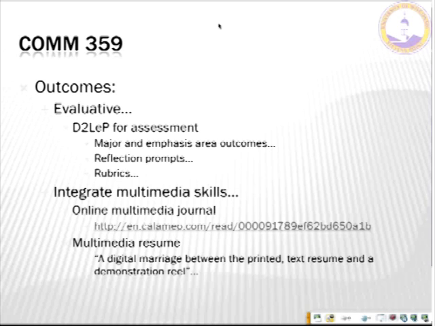So that's the assessment side, and the neat thing is that it also gets to the reflection part, the evaluation part. The reflection prompts are designed to see what they've thought about their academic careers, their internship experiences, and so forth. And hopefully they'll be authentic.